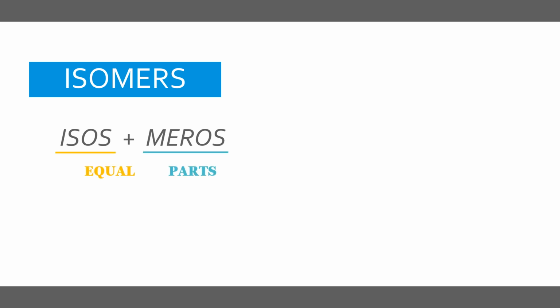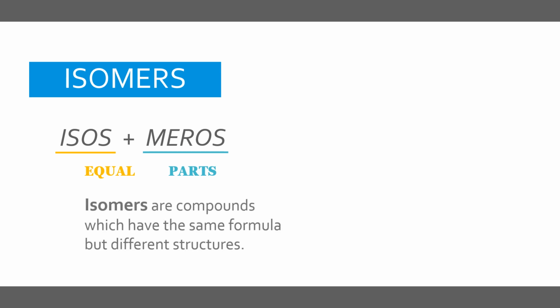The word isomer is of Greek origin, from the root words isos and meros. If you translate those two words to English, they literally mean equal and parts. Technically, isomers are compounds which have the same formula but different structures. They're made of the same atoms connected differently or represented differently in 3D.